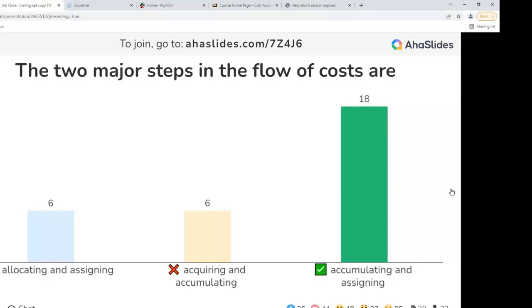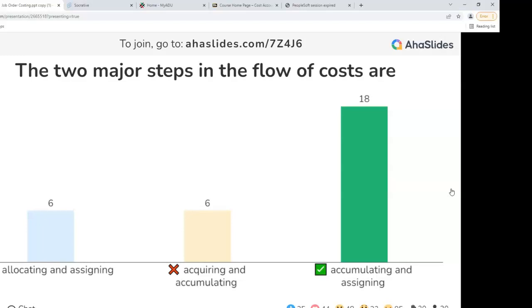Assigning means I assign costs to the job, right? Allocating means I accumulate a lot of costs and I give a portion here and a portion there and a portion there. It's like your birthday cake. You got your birthday cake, you're going to allocate it. So much to the little ones, some bigger pieces to the bigger ones, and so on. That's allocation. All right.